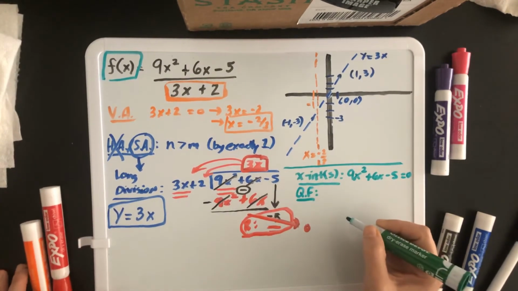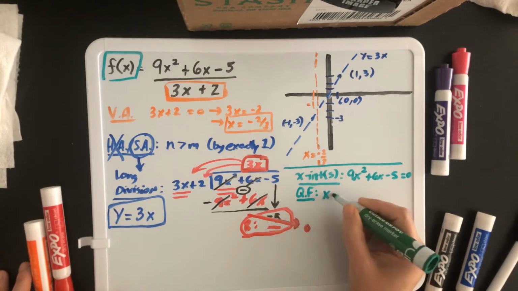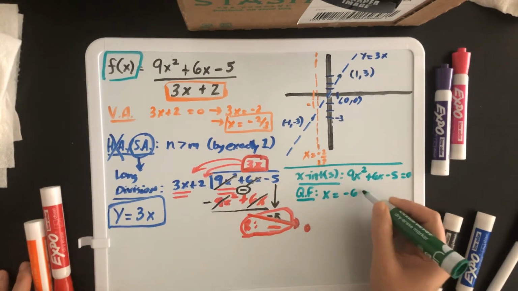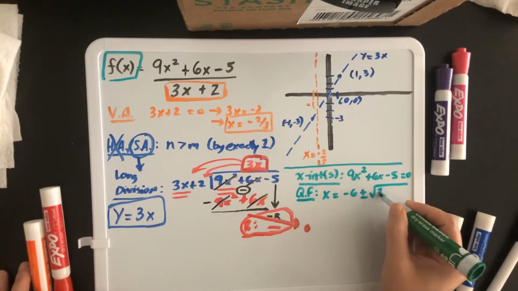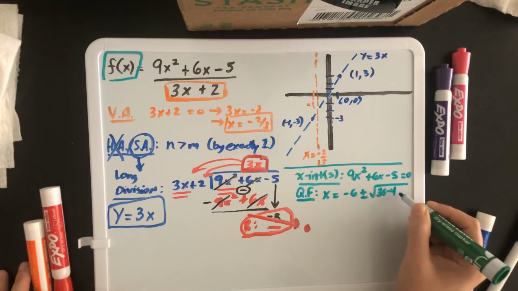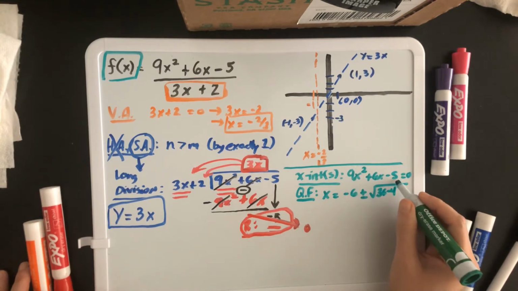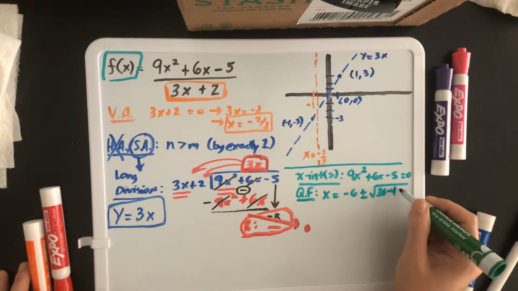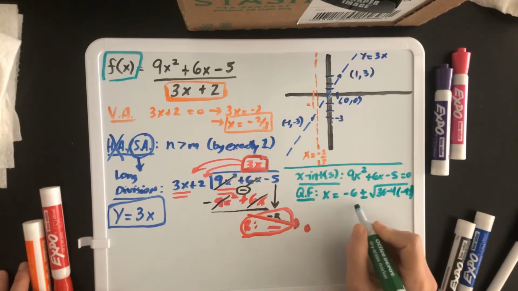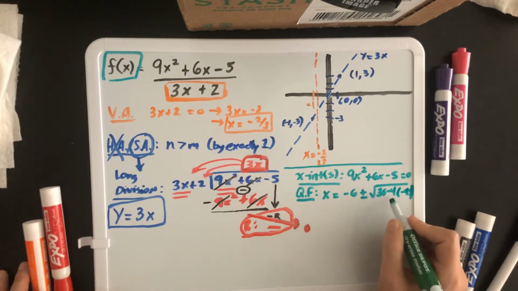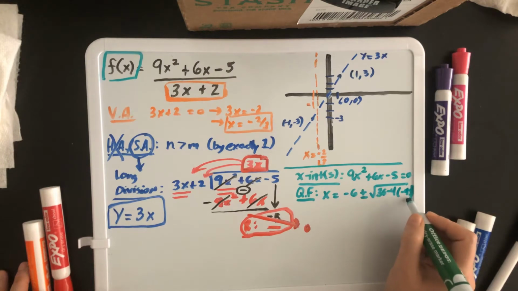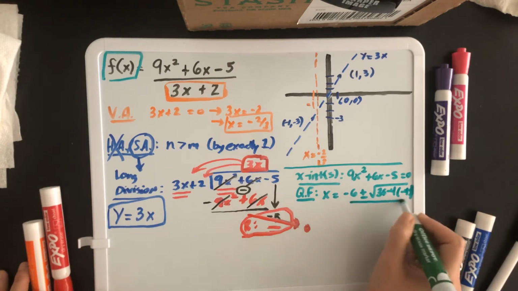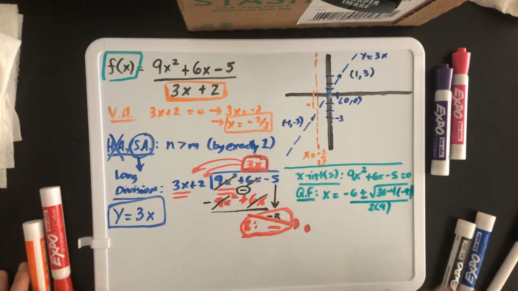We did this earlier in the semester, where x equals -b, so -6, plus or minus the square root of b squared, so 6 squared, which is 36, minus 4ac. A is 9, c is -5. When you multiply 9 times -5, you get -45. So I have -6 plus or minus the square root of 36 minus 4 times ac, which was 9 times -5, or -45, all over 2a, 2 times 9, which will be 18.